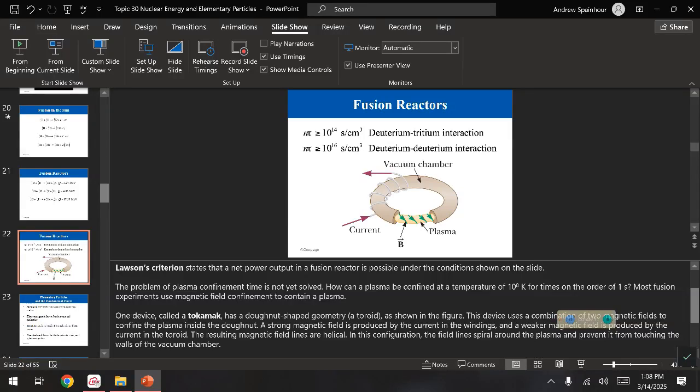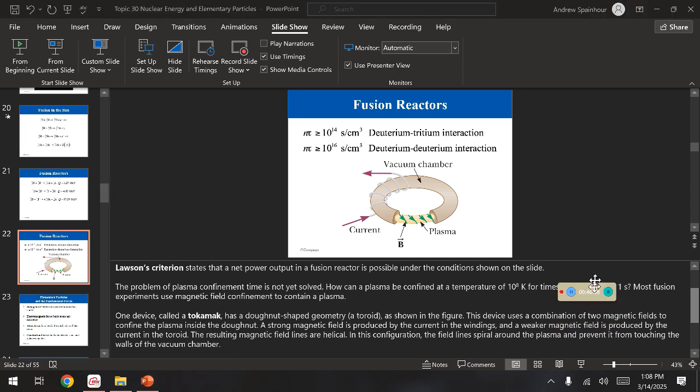A tokamak. One device is called a tokamak, a donut-shaped geometric toroid in the figure above. The device is a combination of two magnetic fields, one to confine a plasma inside the donut. A strong magnetic field is produced by current in its windings. A weaker magnetic field is produced by the current in the toroid. The resulting magnetic field lines are helical. In this configuration, the lines spiral around the plasma and prevent it from touching the walls of the vacuum chamber, getting energy built up faster and faster until it's at the right temperature in order to pull it off while protecting.